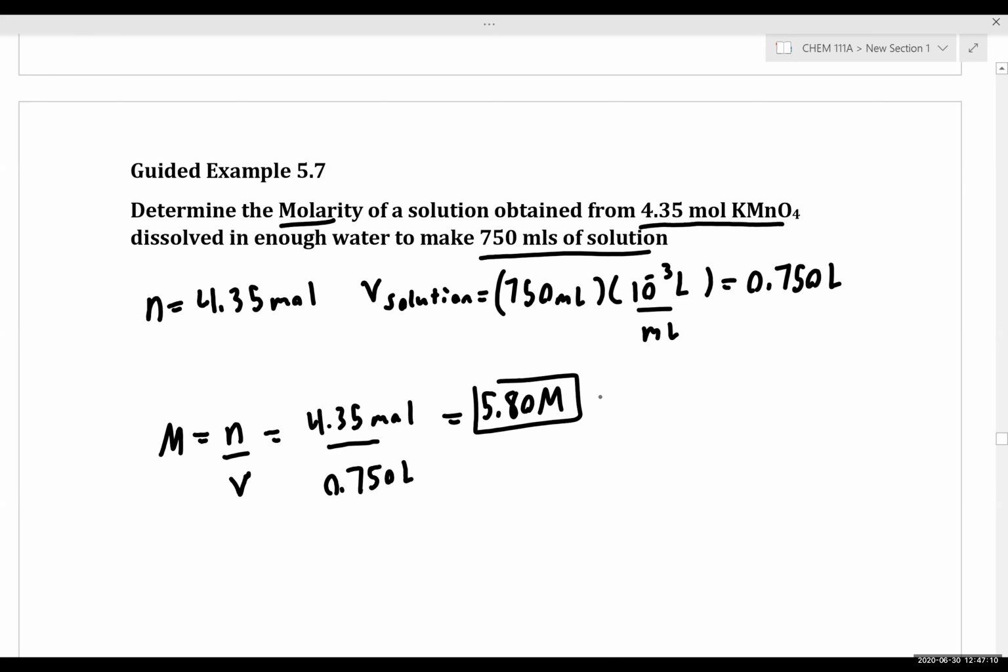In other words, what this 5.80 molar is saying is that we have 5.80 moles of potassium permanganate per 1 liter of solution. Any questions on this example? Does this example make sense to everyone so far?